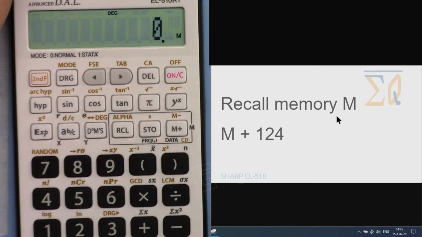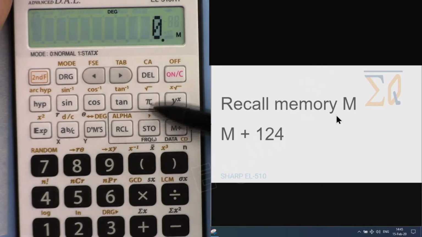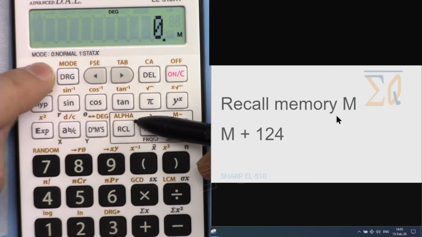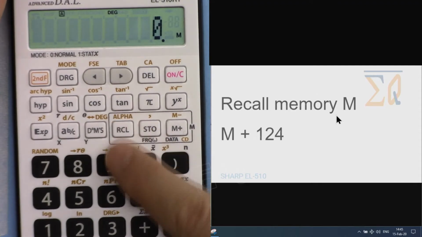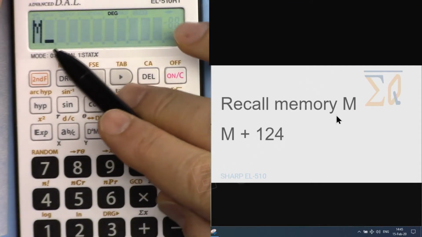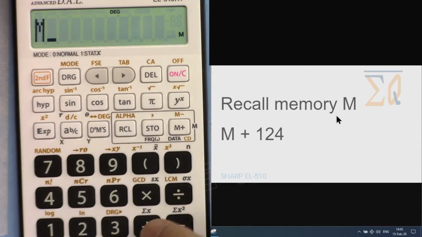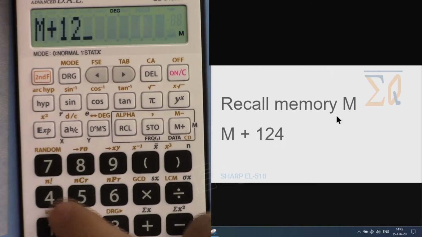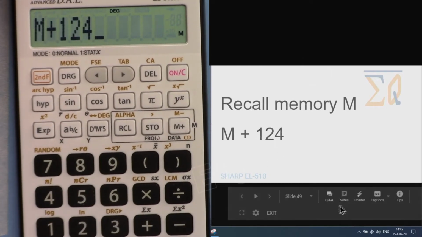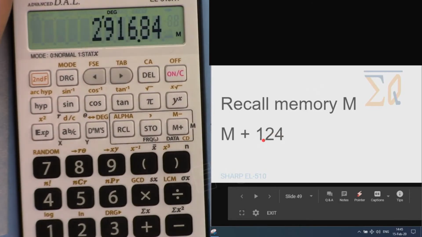Now if you want to do some calculation with the memory, you can do alpha. This alpha means second function, and then alpha, and then M. So this way you are bringing M on the screen, and then let's say plus 1 to 4, as I mentioned here. So press equal sign, that is added to the memory.